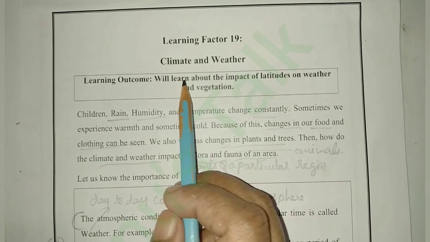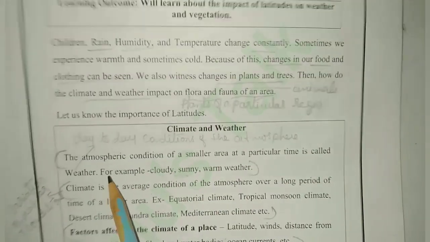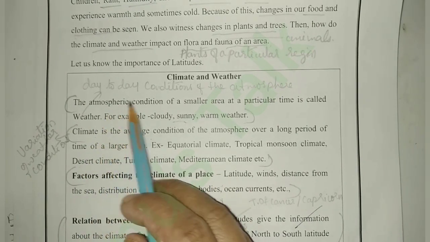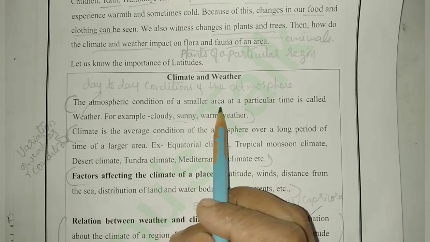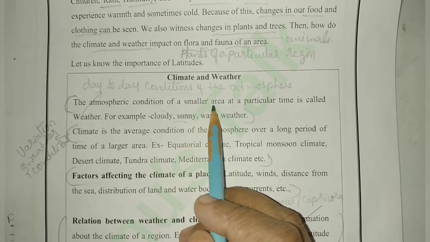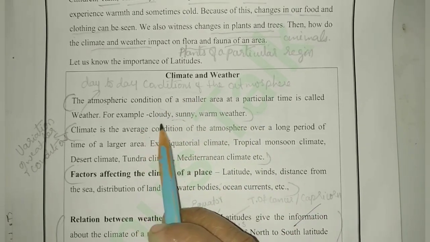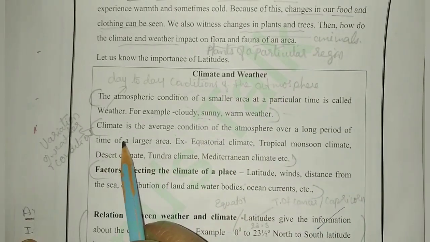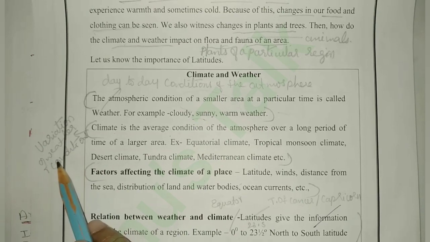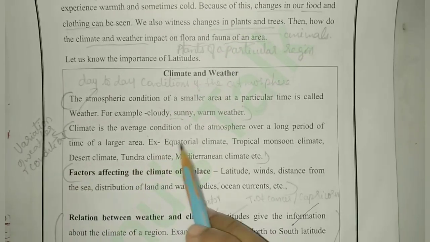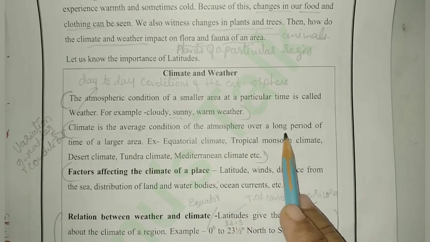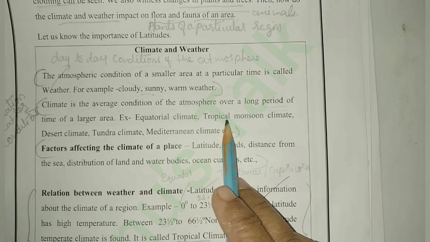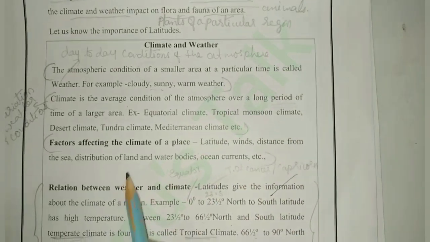Learning factor 19, climate and weather. Let's know what is the climate and weather. So we can say that weather is the day-to-day condition of the atmosphere. So condition of a smaller area at a particular time. For example, we can say cloudy weather, sunny, warm weather, right? And climate is the variation of weather condition in a larger area and over a longer period of time. So we can say, for example, tropical monsoon climate, equatorial climate, etc.